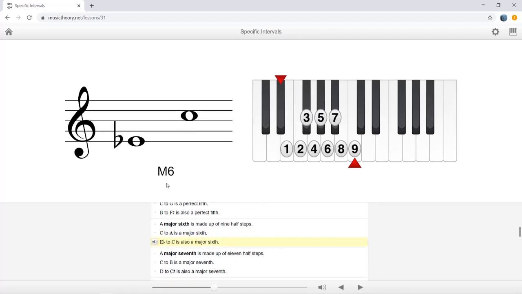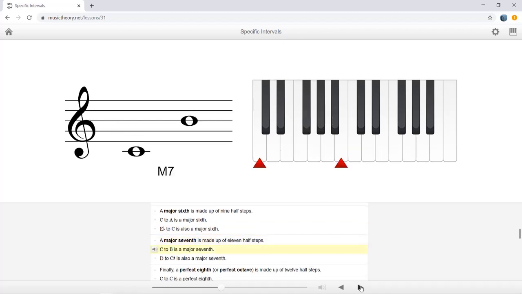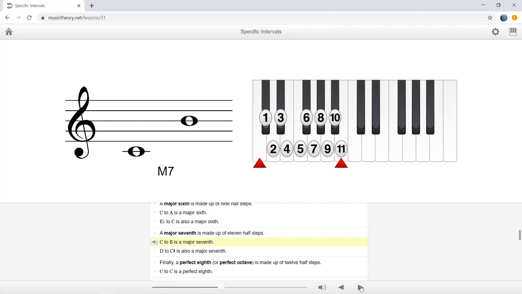Here's another major sixth. 1, 2, 3, 4, 5, 6. And you count up 9 half steps. Major seventh is 11 half steps. Again, 1, 2, 3, 4, 5, 6, 7. And you count the number of half steps. If there's 11, then it's a major seventh.